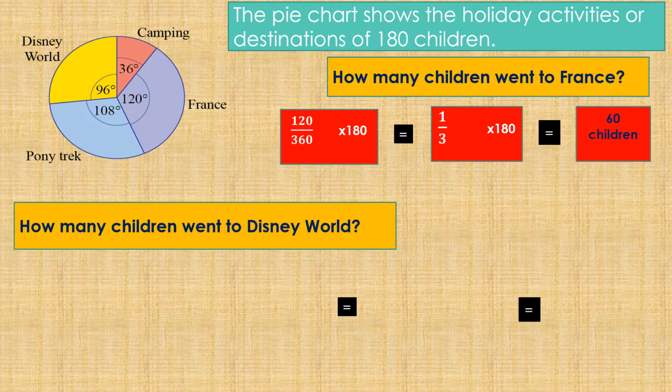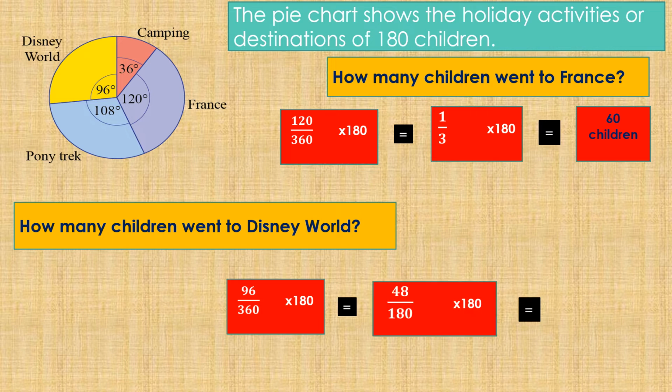Now, how many children went to Disney World? When you look at the yellow sector, you'll find 96 degrees. I have to write it as a fraction, 96 out of 360 degrees times 108. In order not to convert to a decimal number, I found that the easiest way to do this calculation is to divide by 2: 96 over 360 becomes 48 over 180, and then I simplified the final answer to get 48 children.